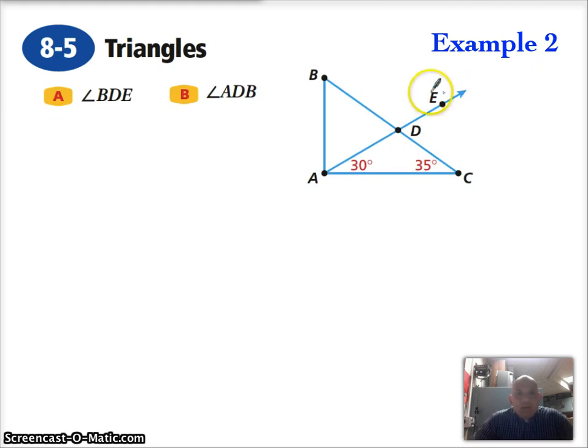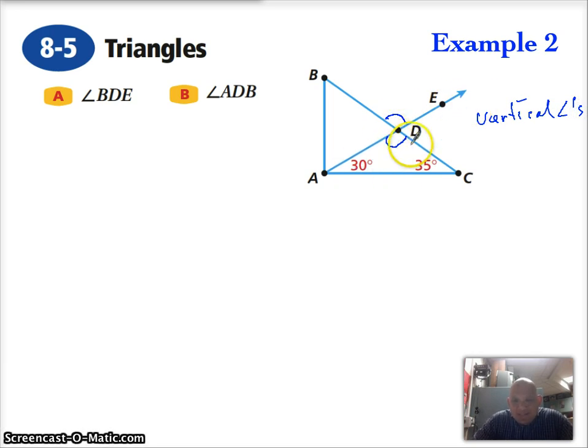Example 2. We're asked to find the angle measurements of two angles. Let's look at BDE first. So we're asked to look for BDE. That's this angle right here. In order to find BDE, I need to be able to find another angle. In fact, I can see that BDE is the same or congruent to this angle. Why? Because they're vertical angles. Remember that? Vertical angles are congruent.